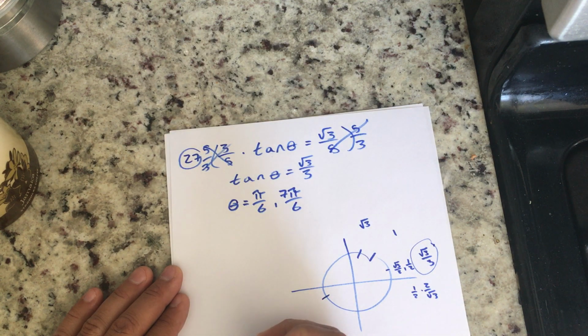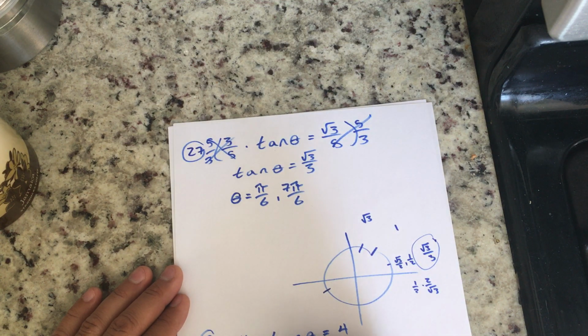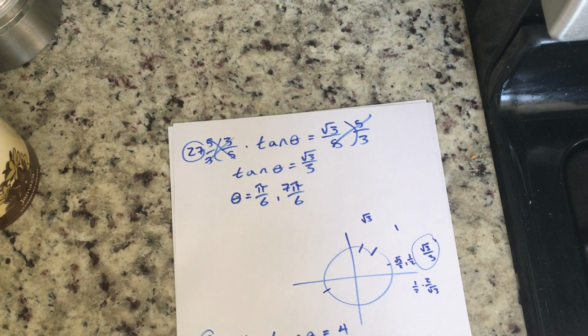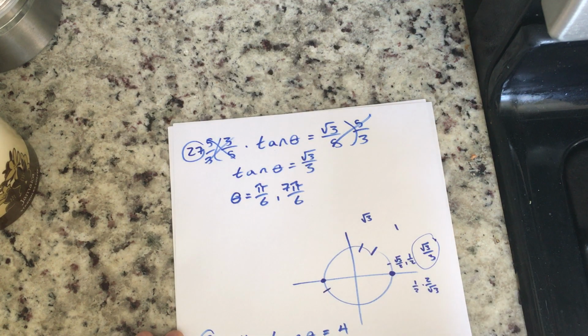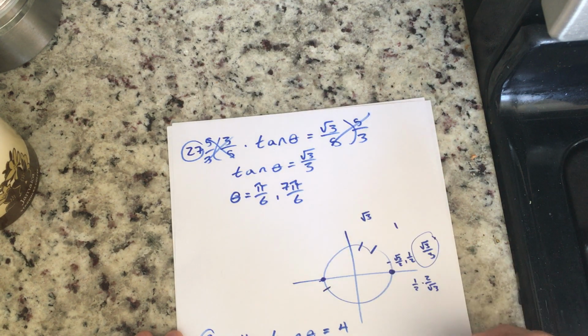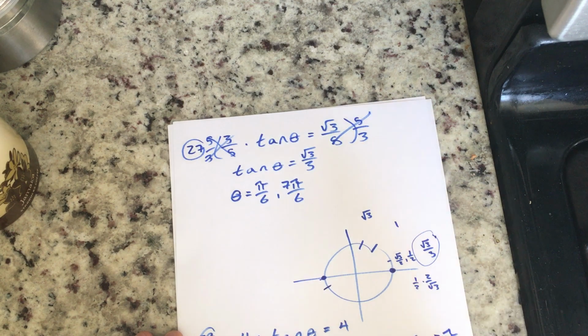28. 4 plus the tangent of theta equals 4. I'm going to subtract 4. Tangent of theta equals 0. So that's where the sine is 0. Sine is 0 right here and right here. So that's going to be 0, then pi, and then 2 pi. So it actually gets 3 values.